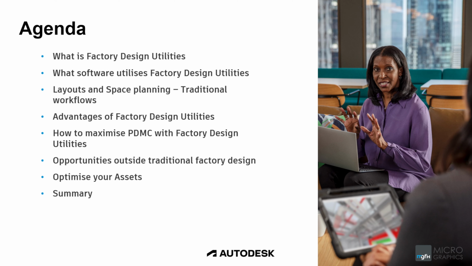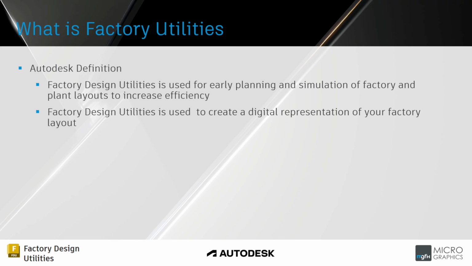Okay, so quickly, what is Factory Design Utilities? This is just the Autodesk definition, taken straight off the internet. Factory Design Utilities is used for planning and simulation of factory and plant layouts to increase efficiency. So once again, even in Autodesk's definition, we're talking about factory and plant layouts. It is used to create a digital representation of your factory layout. We all really want to create something before actually going out and building a prototype of it, and if you can see that in 3D, it makes your life much easier down the line.